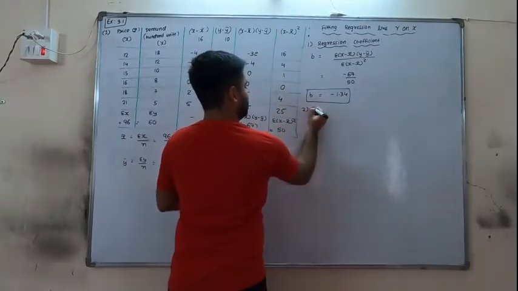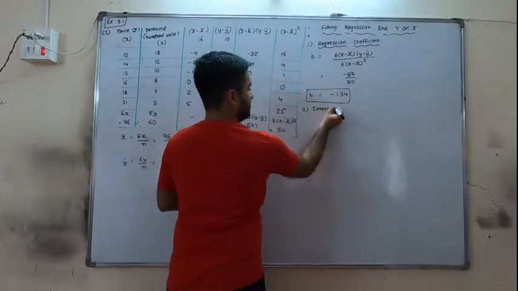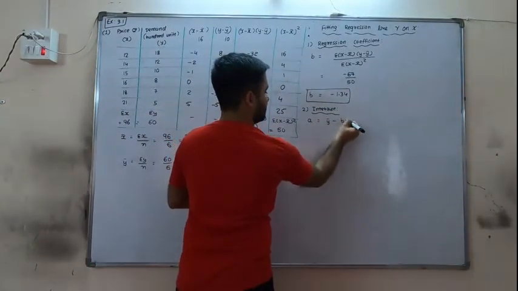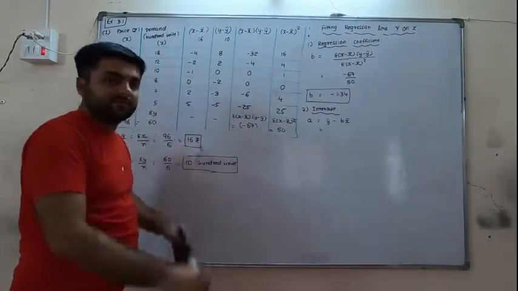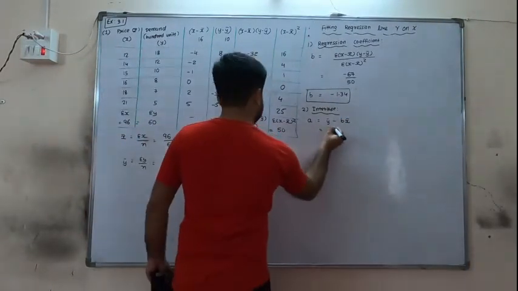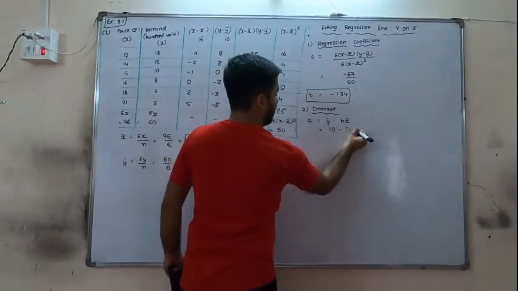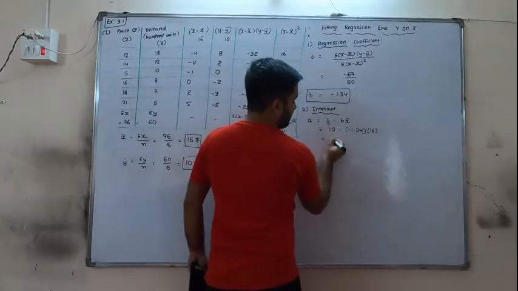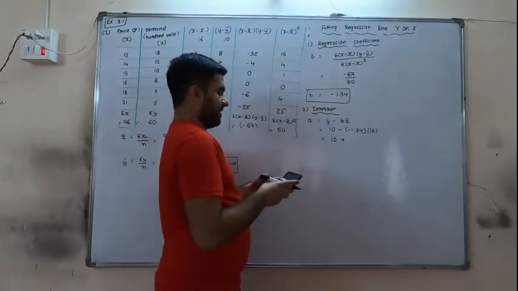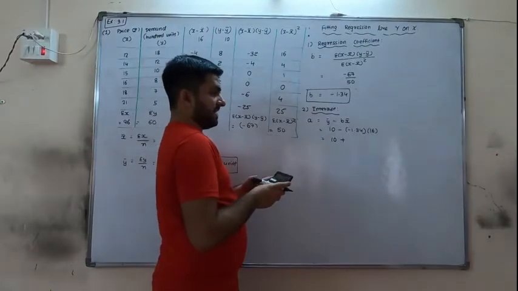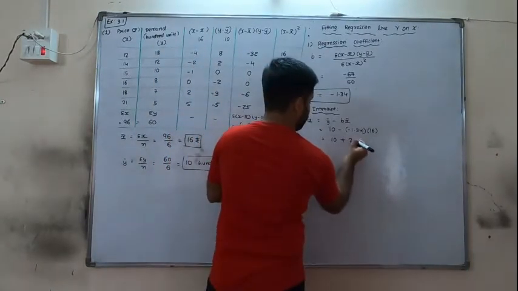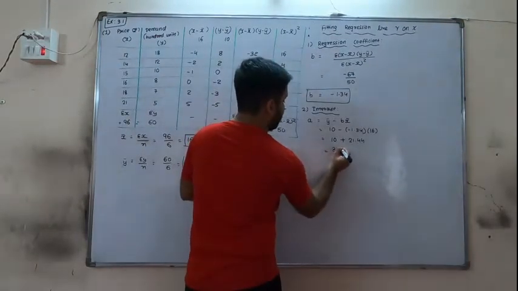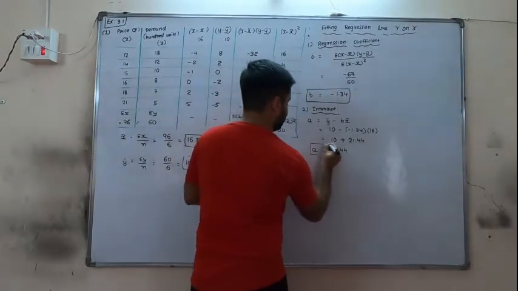Second step is intercept A, which is equal to y bar minus b x bar. So this x bar and y bar are also important. y bar is 10 minus in bracket minus 1.34, x bar is 16. Now minus minus will become plus. So 10 plus 1.34 multiplied by 16, which is 21.44. So the answer of A is 31.44.